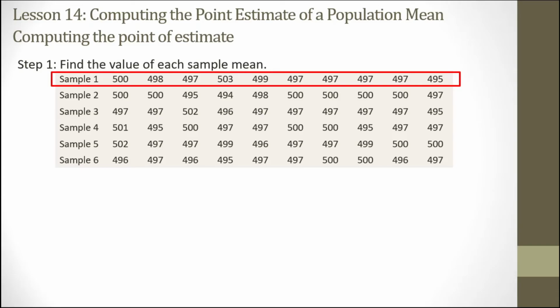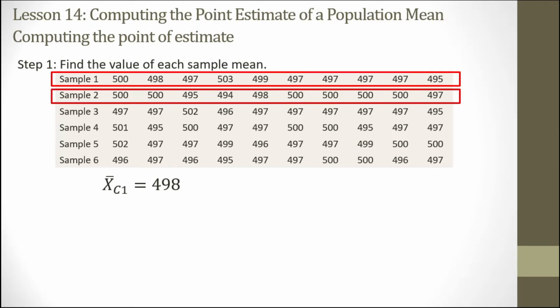So, for sample 1, kukunin natin yung average nung 10 na yan. All we have to do is to add these numbers and divide by ilan? 10. Very good. Kasi 10 iyan. Okay? So, sige. Kunin natin average. Okay. So, ang nakuha natin ay 498. Eksakto. Next. For the second, anong nakuha natin? Very good. 498.4. Next.